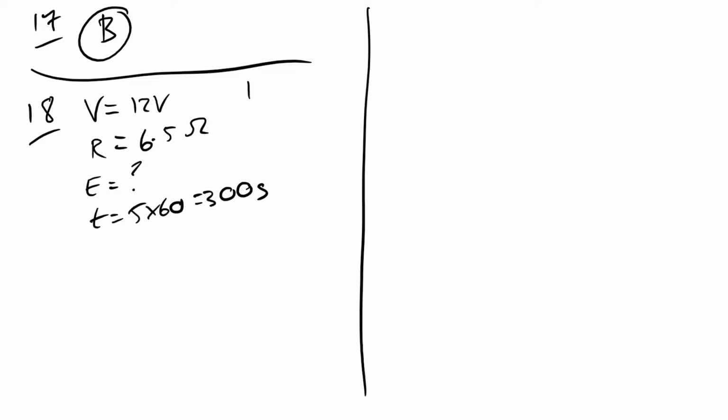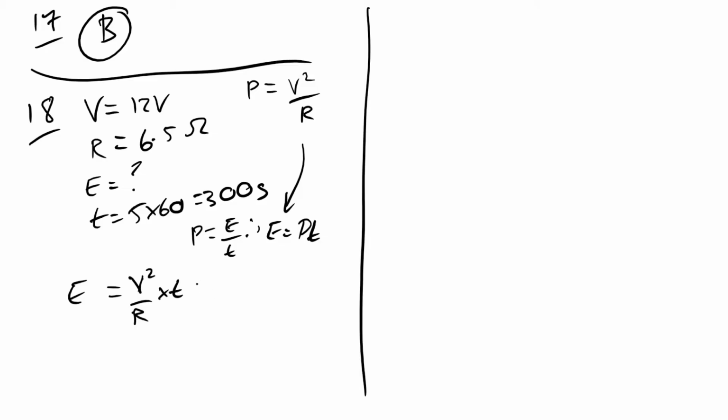Well, we know that power is equal to VI, I squared times R, but also V squared over R. That's what we're going to be using for this one. And then we know that power is also energy divided by time. Therefore, energy is power times time. So the energy is going to be equal to that V squared over R times the time. So that's 12 squared times the time of 300 divided by 6.5. And that gives us 6,650 joules. So it's going to be C.